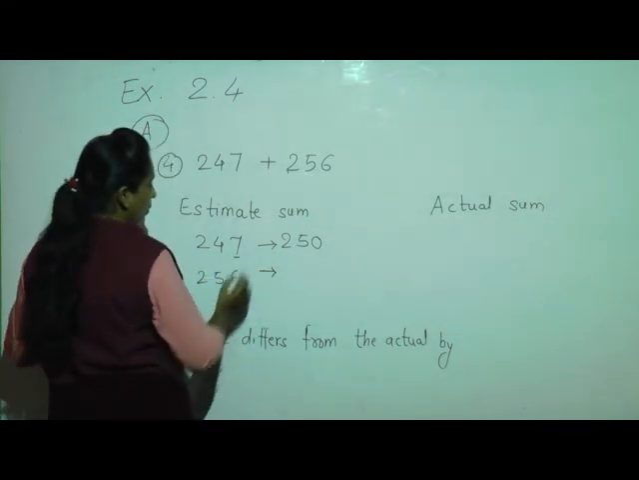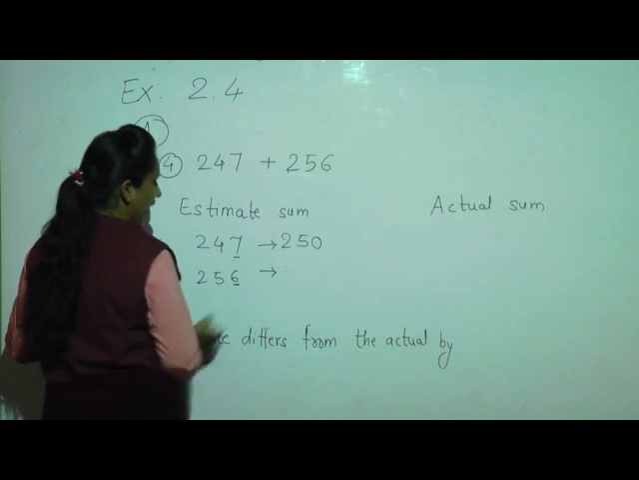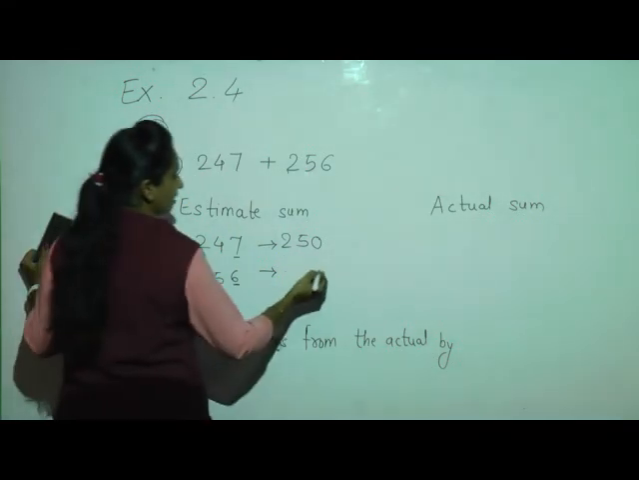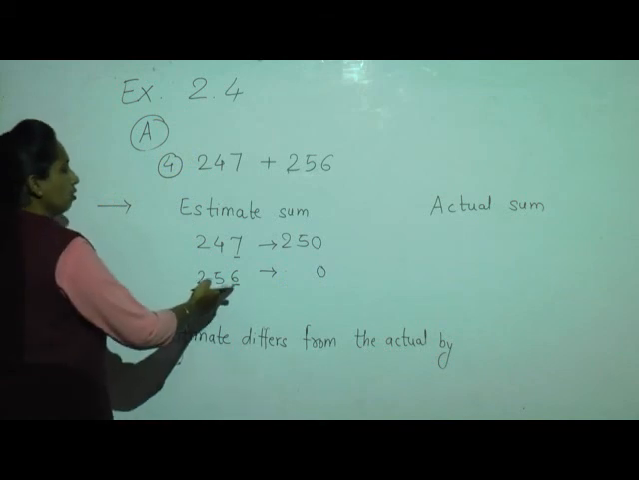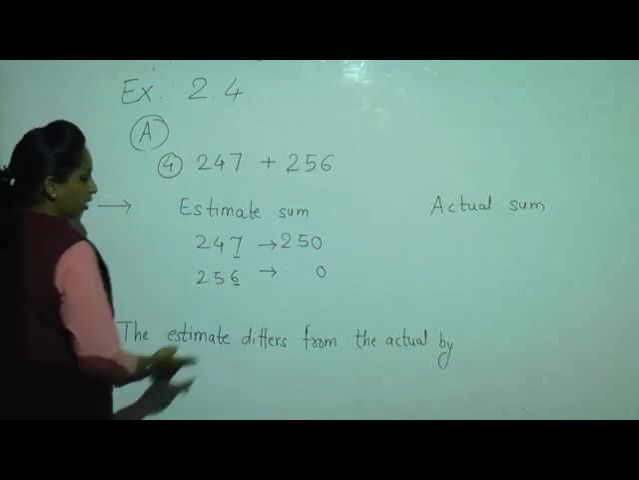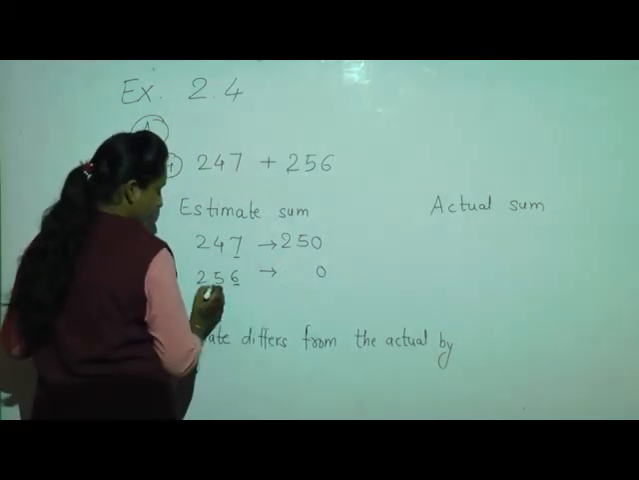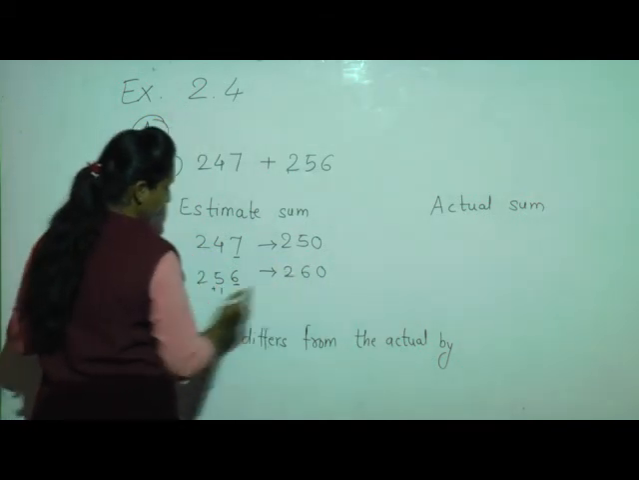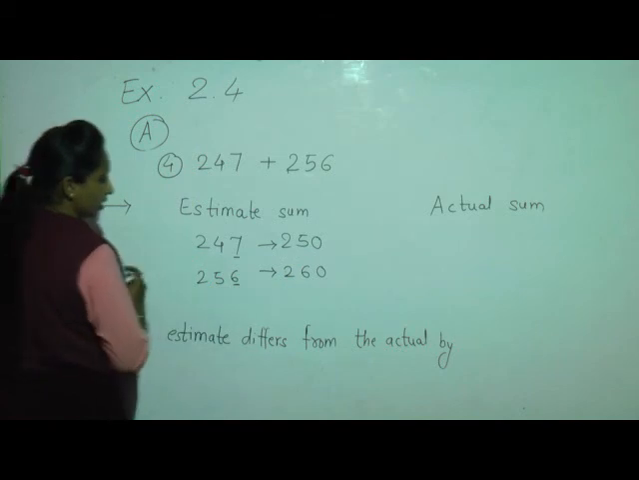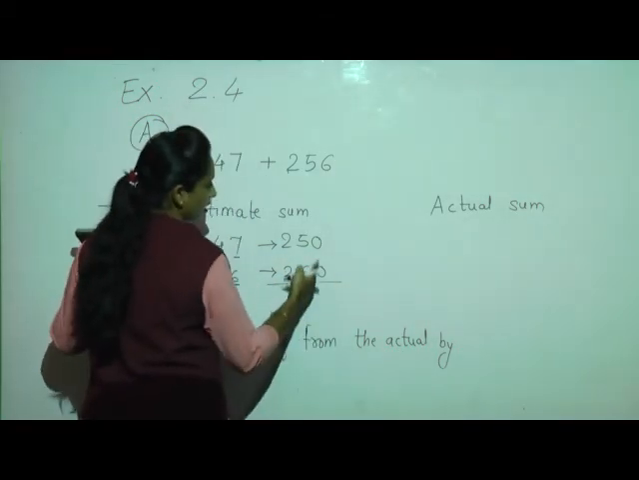256. Now underline the ones place and place the 0 because it is more than 5. So 6 is there. So place the 0 at ones place and add 1 to the tens place. 6 and 2, hundreds place as it is. Now we will do the addition.